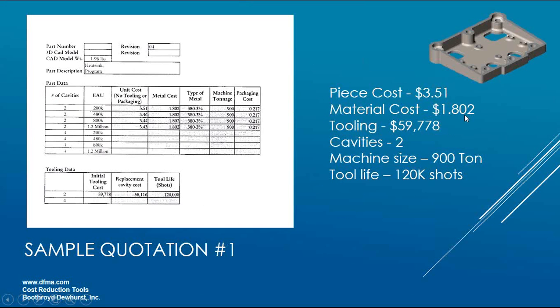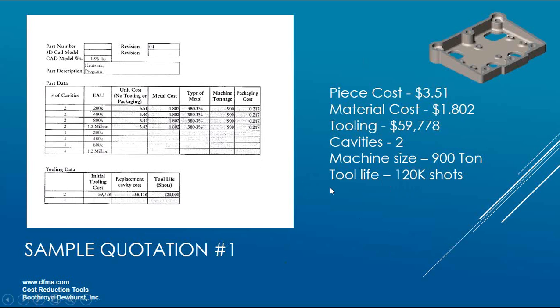They've got the material cost that you can see there, $1.80. Tooling down here is at $59,778. They're going to run it on a 900-ton press, and they're telling us the tool life is 120,000 shots. So I'm going to say that's on the low end of what sort of information we would typically get from a supplier. I mean, I've certainly seen less. Things like the machine size and the cost of the material sometimes are not broken out separately. You simply get, for 200,000, they're going to be $3.51.